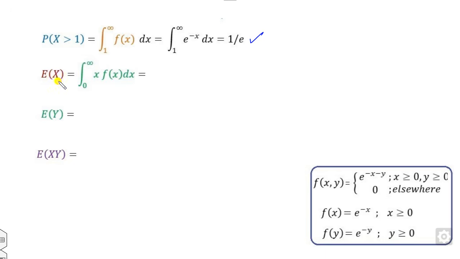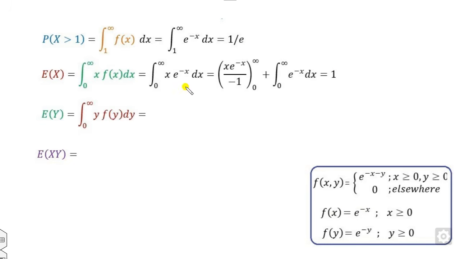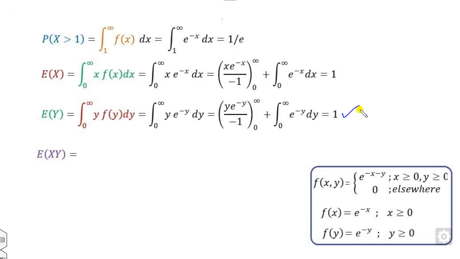Similarly, you can calculate the mean of x, the integral of x into f of x. That is again the marginal density function. You can substitute the value and simplify, and you will get 1 here. Again, you can calculate the mean of y, the integral of y into f of y. This is the marginal density function of y. You can substitute the value here and you will get the result.